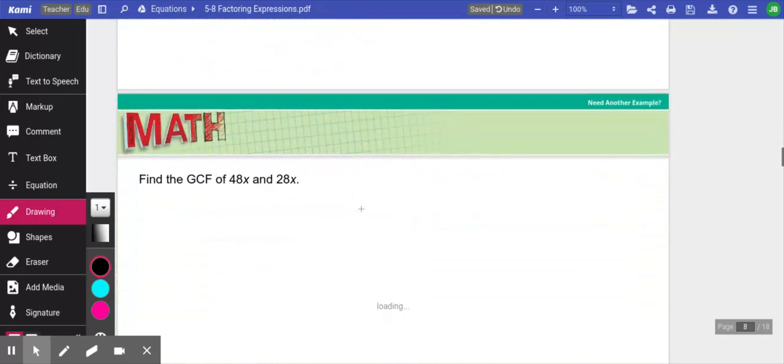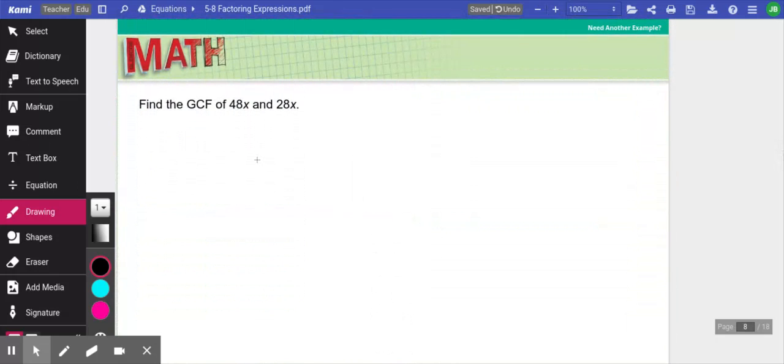Let's try another one. Now these are a little bit larger terms, all right? So I'm going to write this just a little bit differently, okay? So I'm going to write this as 48x, 28x, and I'm going to list these vertically. So I know that I have x in both. And then I'm going to list the factors next to each other.